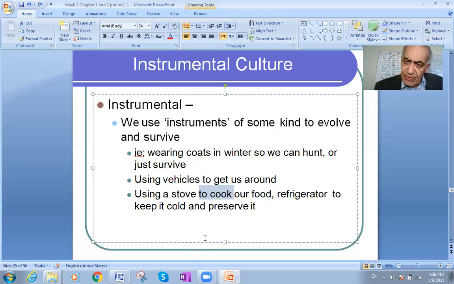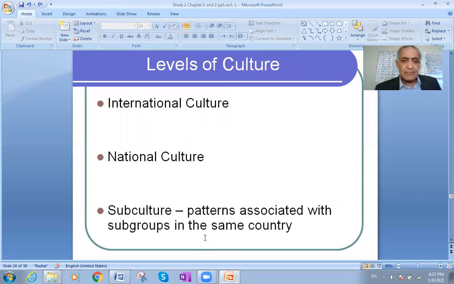When we talk about instruments, then we are talking about culture, right? We are talking about culture because culture itself is an instrument for a better way of life. Yes, of course, it will be.